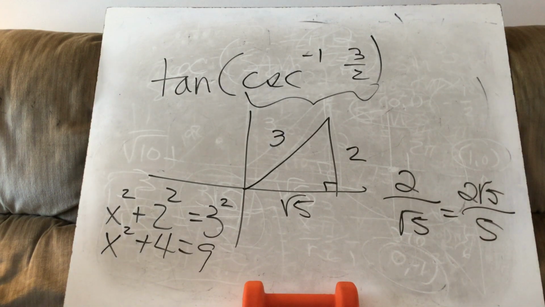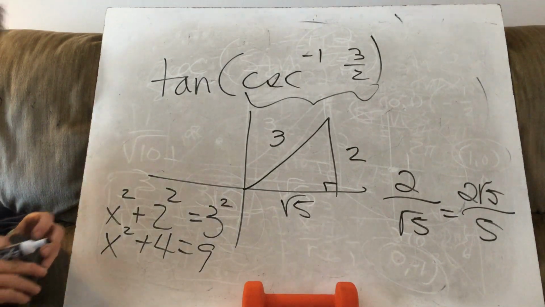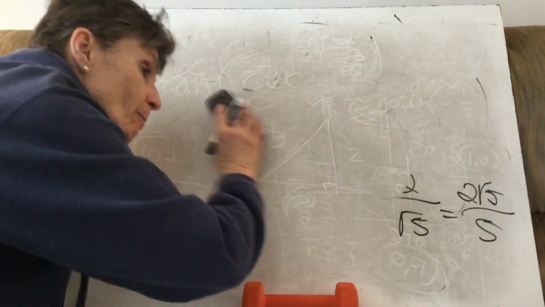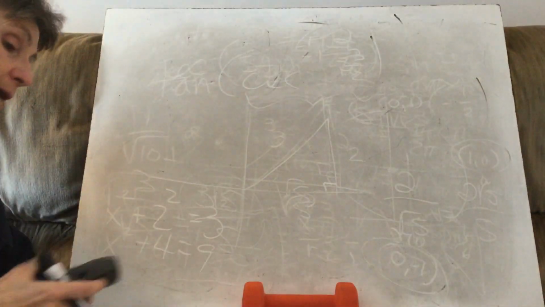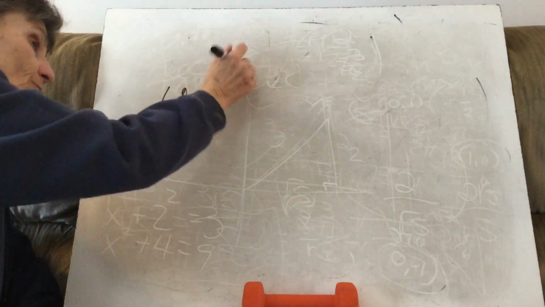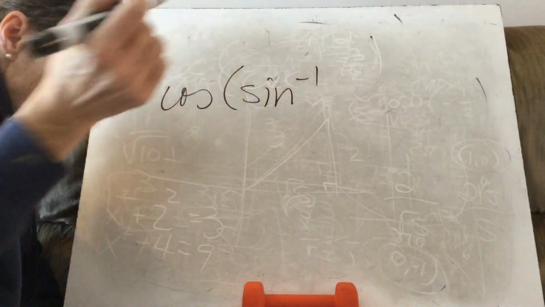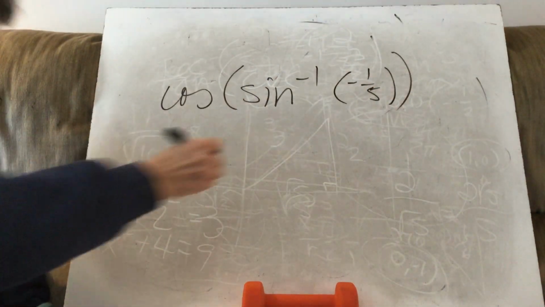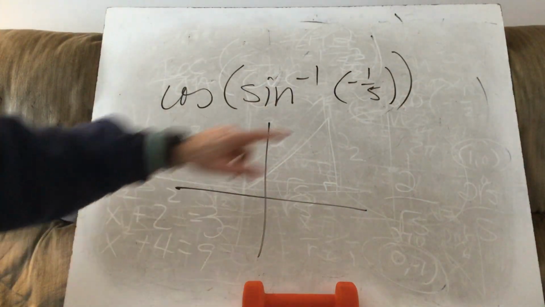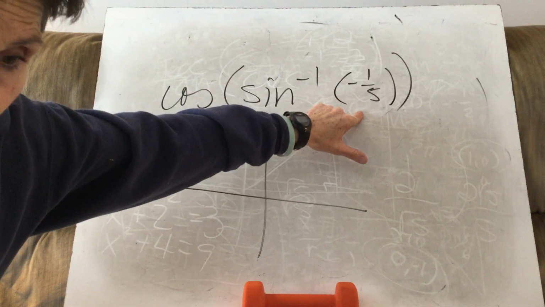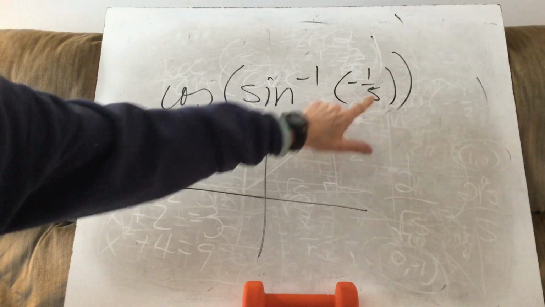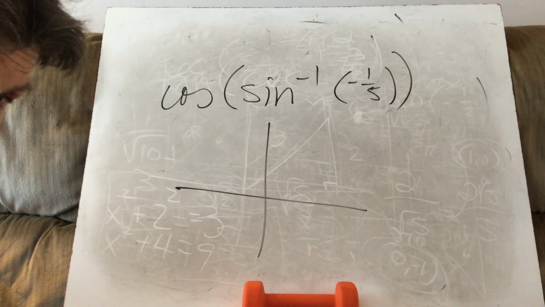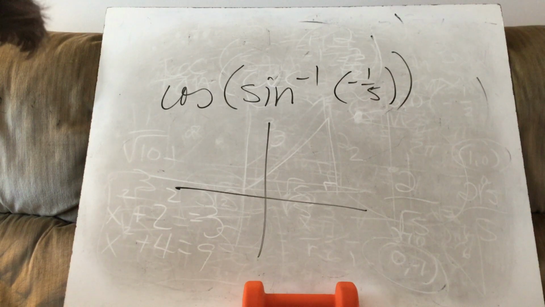All right. One more. Last one. Oh my gosh. Last one. Find the cosine of the angle whose sine is -1/5. Now, be careful. That's a negative number. I will not be drawing it in quadrant 1. Correct? Because I don't draw negatives in quadrant 1.